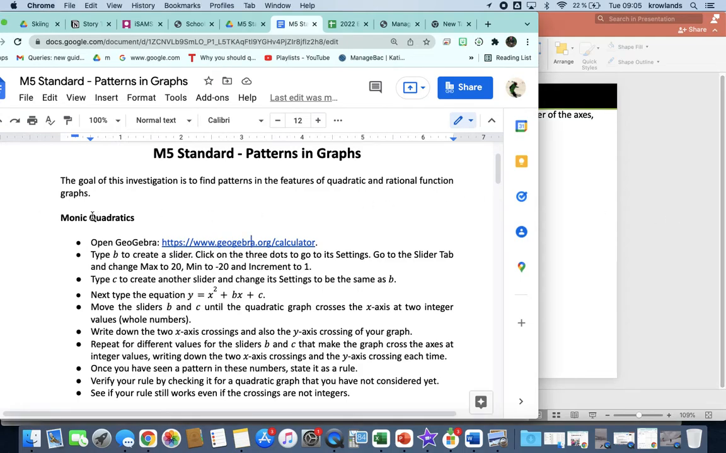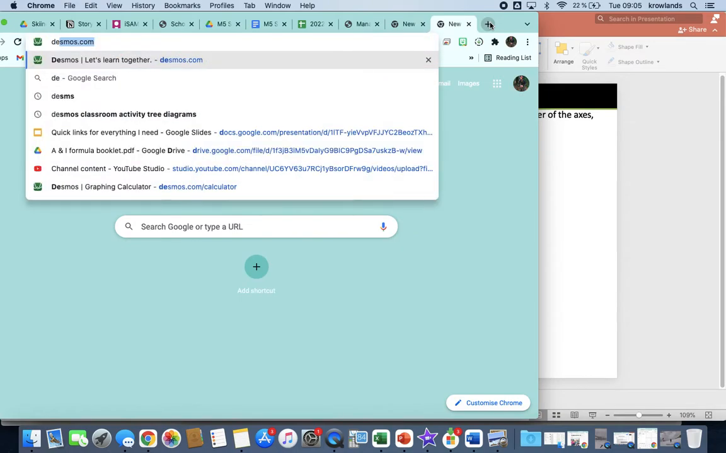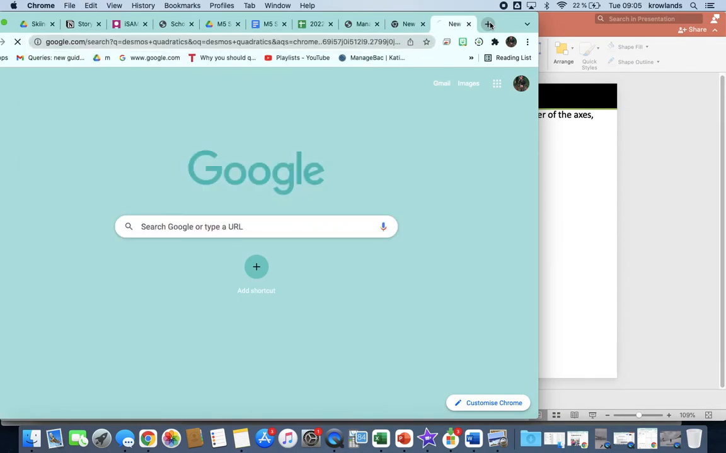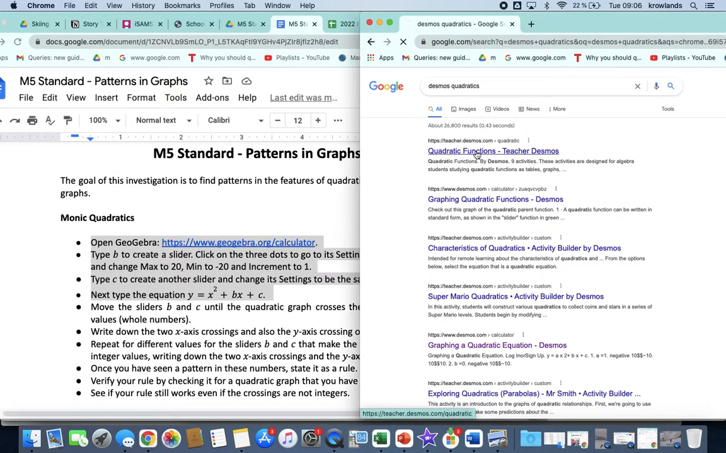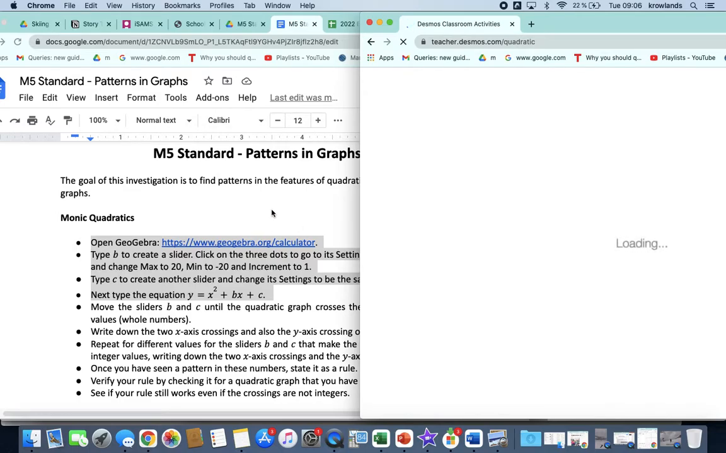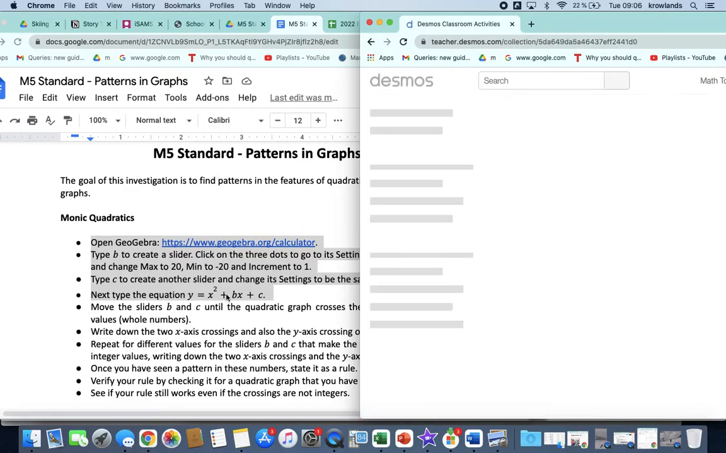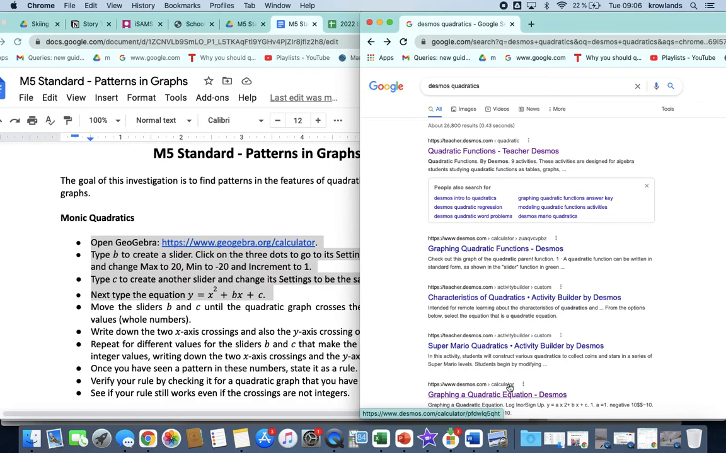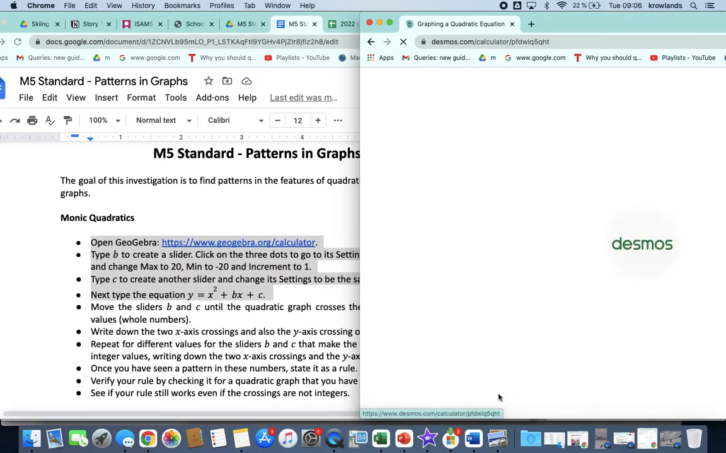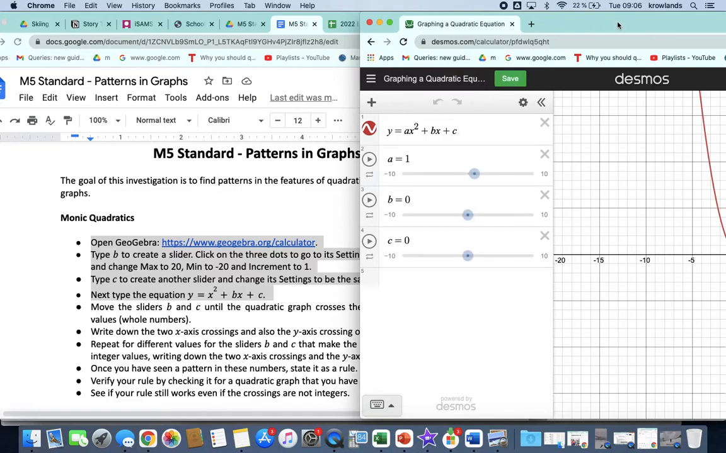Investigating quadratic graphs. Now, the first 4 steps, I'm going to simplify them for you, and I'm going to use Desmos instead of GeoGebra, but if you would prefer to follow these steps, that's absolutely fine. You're going to go on to Desmos Quadratics. Once we've got open Desmos Quadratics, we can see that our equation is going to be y equals x squared plus bx plus c. And the best one to press is graphing a quadratic equation.